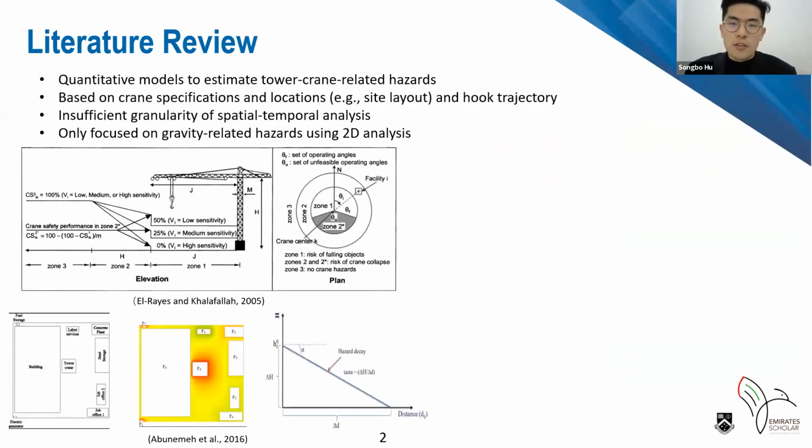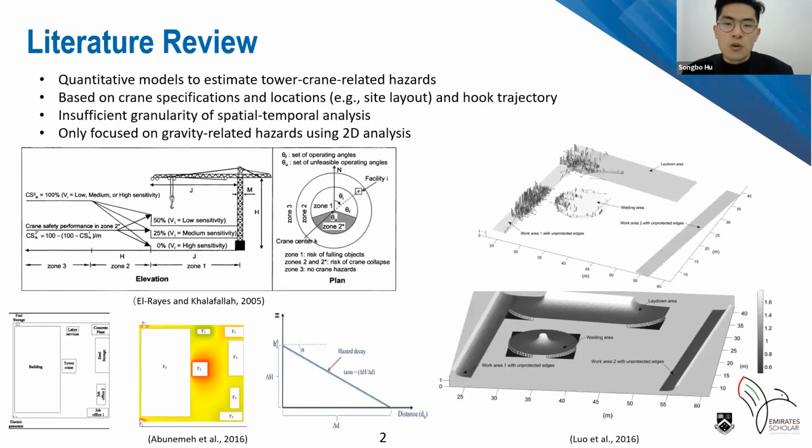To communicate hazard is not a new thing. A lot of research works have proposed quantitative models to estimate tall crane related hazards. As the diagram shows, the risk zone exposed to crane collapse and load dropping can be formulated with the crane specifications, such as mast height, boom length, and locations, or can be formulated based on the location of a tall crane only, assuming the hazard decays with distance. However, the spatial granularity is insufficient, which didn't consider the trajectory of lifted loads and ignored the transition of hazards.